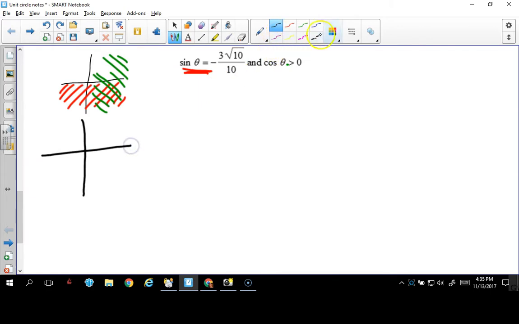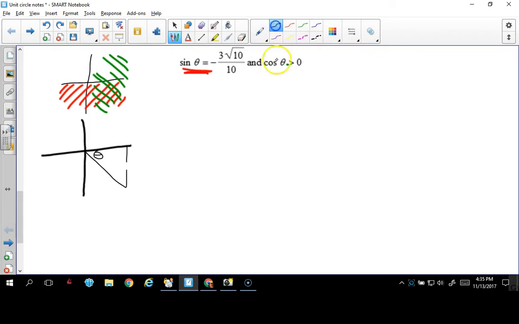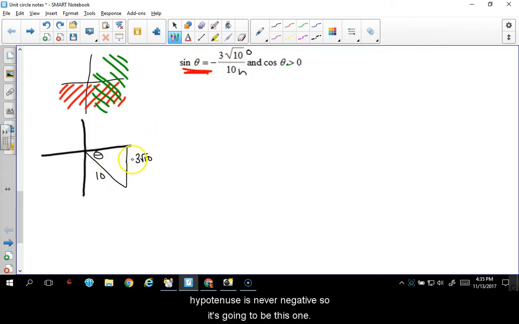So I'm going to draw like this, out from the origin and to the x. So here's my theta. All right, so I have sine is 3 square root 10 over 10. The whole thing equals negative 3 square root 10 over 10. So I'm going to write here 3 square root 10, 10. So sine is opposite over hypotenuse. And remember, I already said the hypotenuse is never negative, so this one's the negative one.